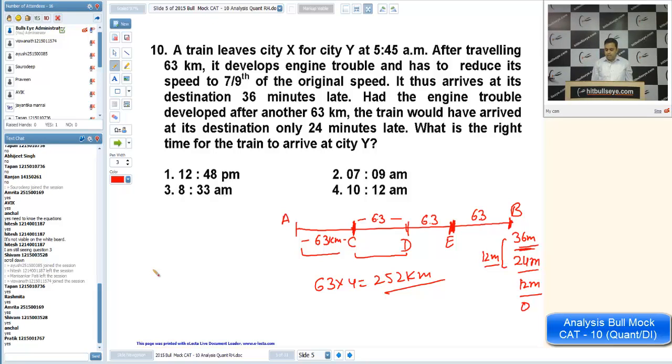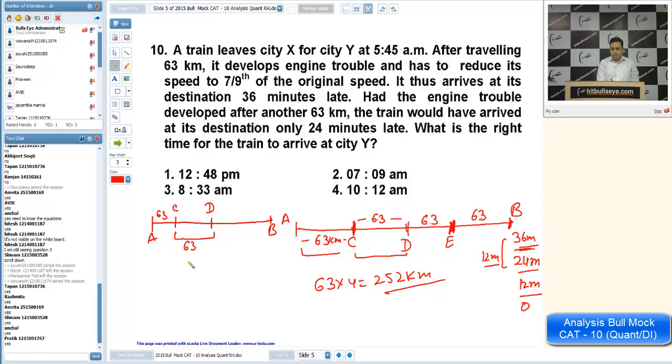So the total distance is 252 kilometers. Now we have to find the speed. This is point A and this is point B. The trouble has occurred at point C after 63 kilometers, and the second case says that if it would have happened at some point D, the train would have reached 24 minutes late. That means there is a time difference of 12 minutes. Now this 12-minute gap has been covered in this distance, which is 63 kilometers.